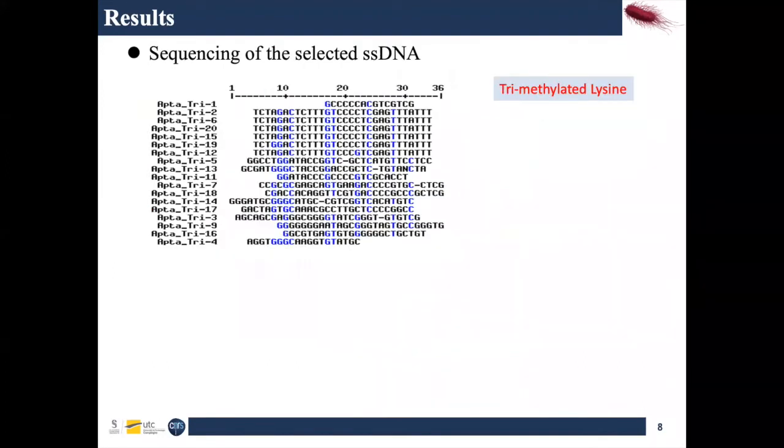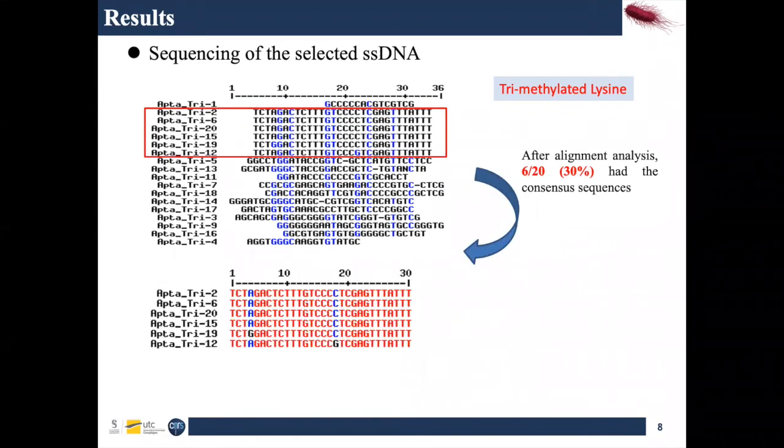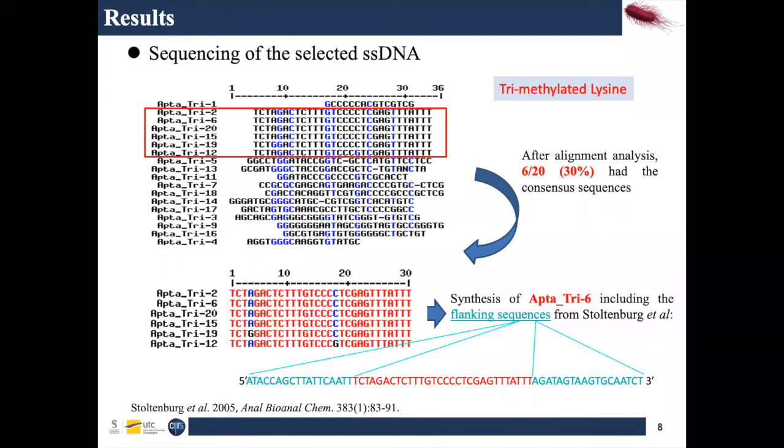So firstly, we did sequencing analysis of all the selected ssDNA. As we can see, the most interesting result is for trimethylation. For all 20 clones, we got a redundancy of around 30%. And by alignment analysis, we can say there are 6 clones sharing similar sequences, and we will focus on the high redundancy sequences, including flanking sequences, that we named aptamers.